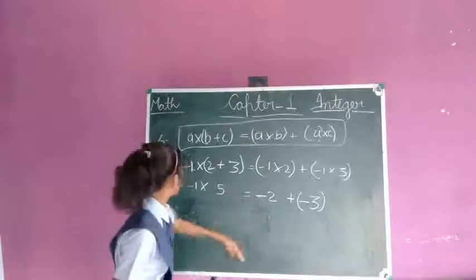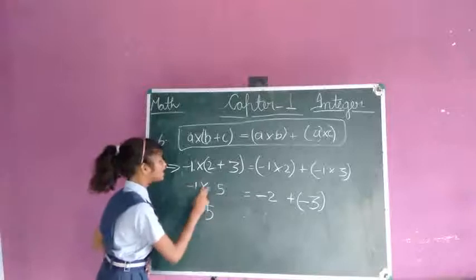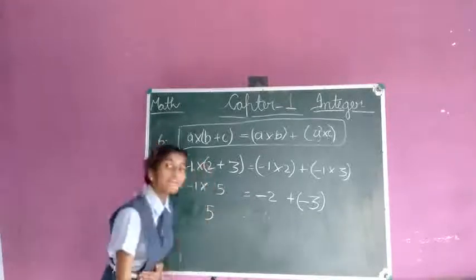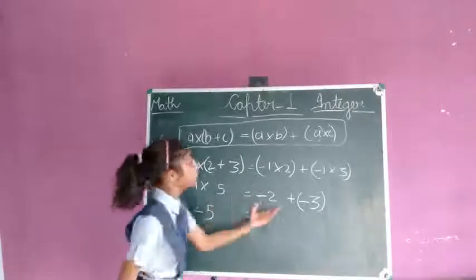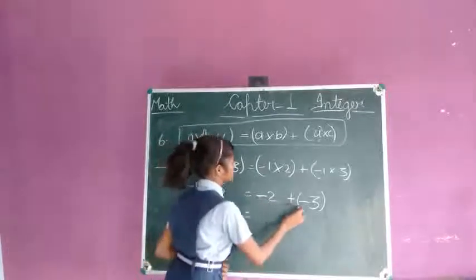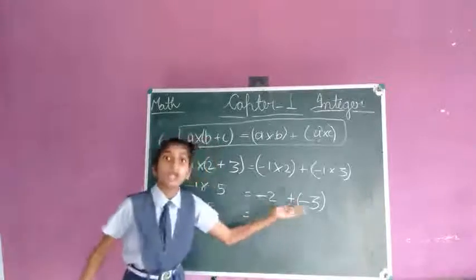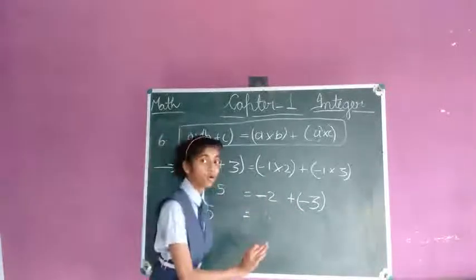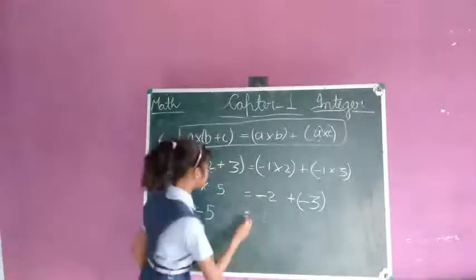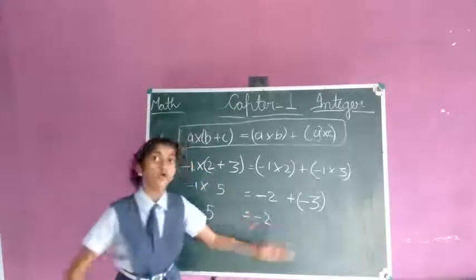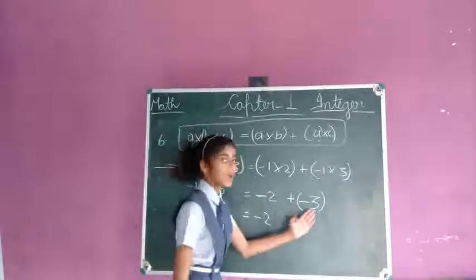Let's solve this -1 into 5. 1 5s are 5. There are two opposite signs, one positive, one negative. So here we will use a negative sign. -5 will be the answer here. Now here it is -2 plus -3. Then here it is addition, not multiplication. So in this case, first we will write -2 as it is. Then one positive sign, one negative sign, means plus minus equals minus.